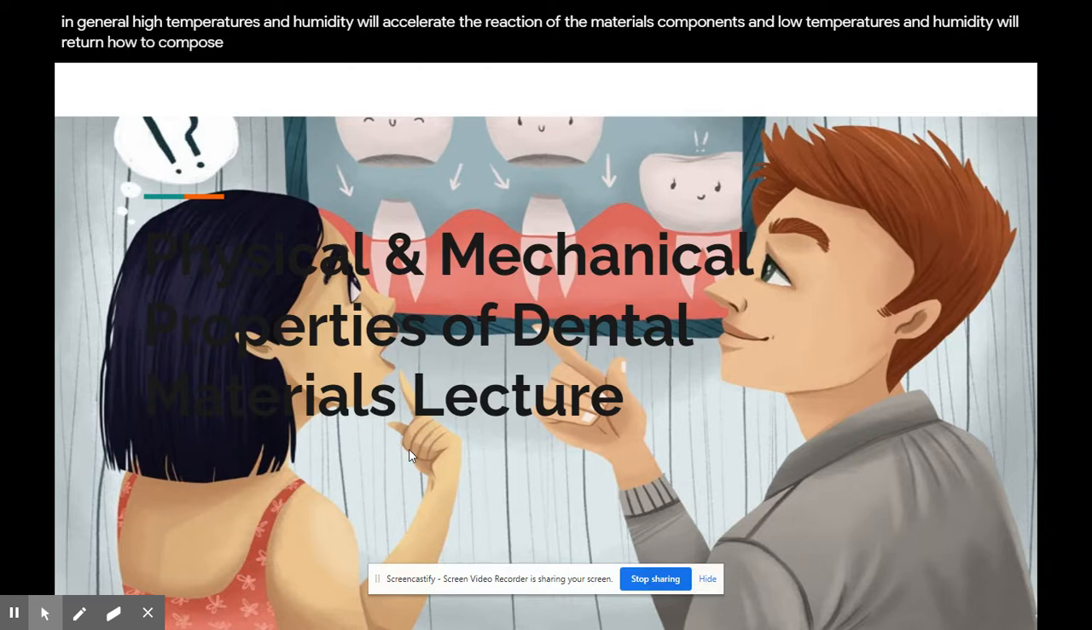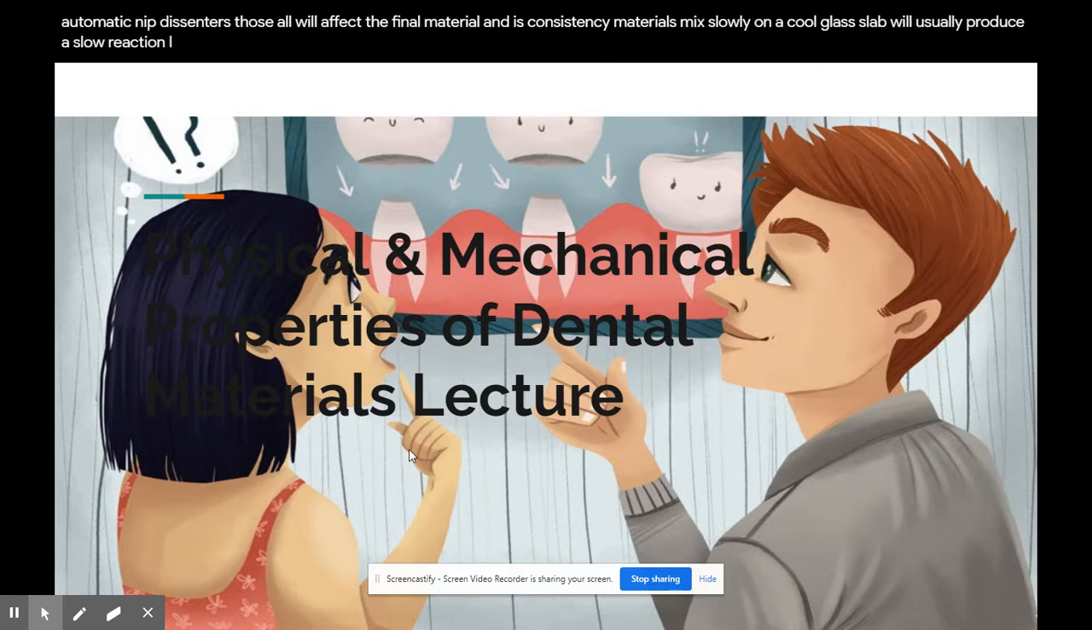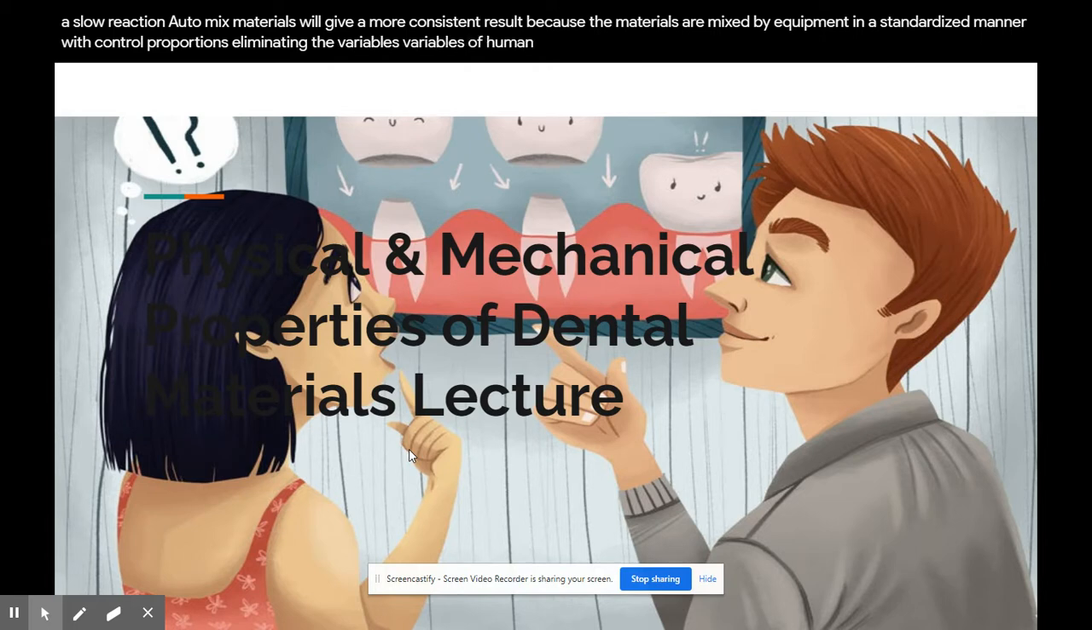Mixing of components. How the components of the materials are mixed, that is, quickly or slowly, on a pad of paper, glass slab, by hand mixing, or using automatic mix dispensers, will all affect the final material and its consistency. Materials mixed slowly on a cool glass slab will usually produce a slower reaction. Auto-mixed materials will give a more consistent result because the materials are mixed by equipment in a standardized manner with controlled proportions, eliminating the variables of human error.